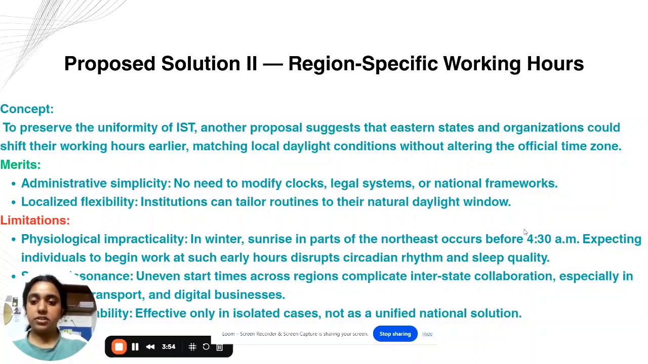But the limitations are even greater. In winter, sunrise in parts of the northeast occurs even before 4:30 am. Expecting individuals to begin work at such early hours disrupts circadian rhythm and sleep quality. No matter how much flexibility we try, we still cannot match the sunrise and sunset hours in the eastern sides of the country.